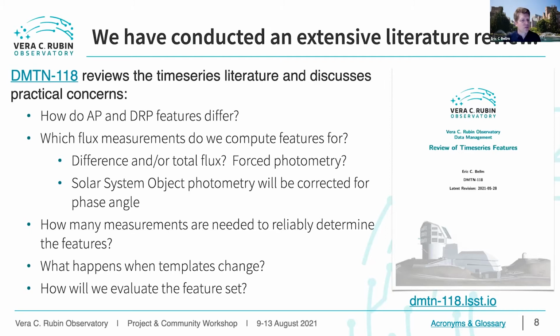For solar system objects, of course, we know we need to calculate the phase angle and correct for that, and we will do that as part of pre-processing before we compute time series features for known solar system objects. Obviously, you can't compute a multi-harmonic period from 3 data points, so there are practical questions of at what points we are able to use various features, and how that informs our selection of the feature set. We expect the templates to change throughout the survey, and that will change baselines, especially for variable objects and AGN. And more broadly, how do we approach evaluating the feature set we've chosen or are considering?